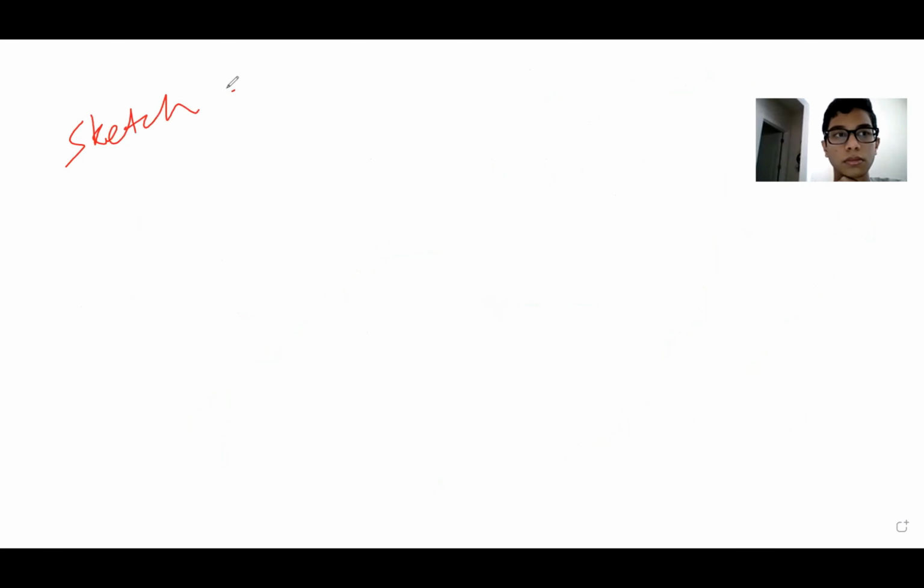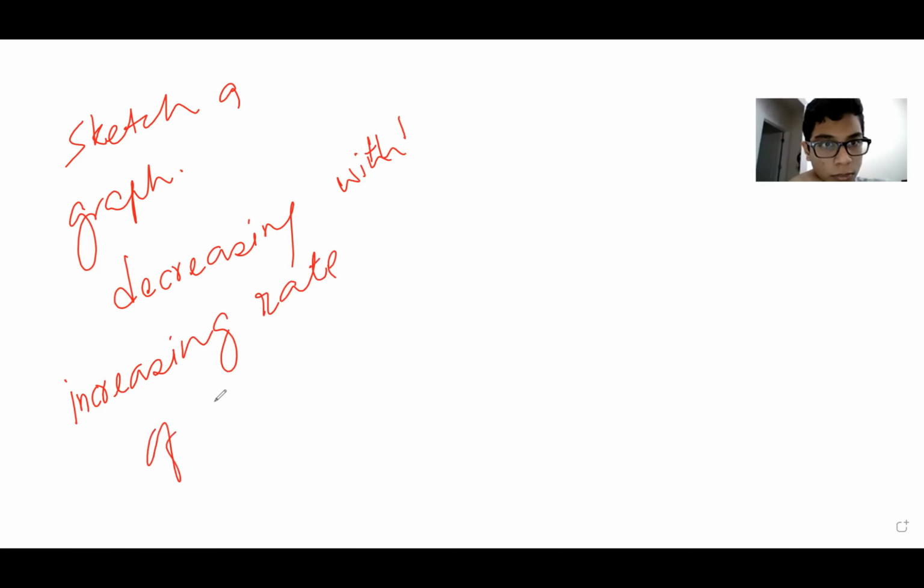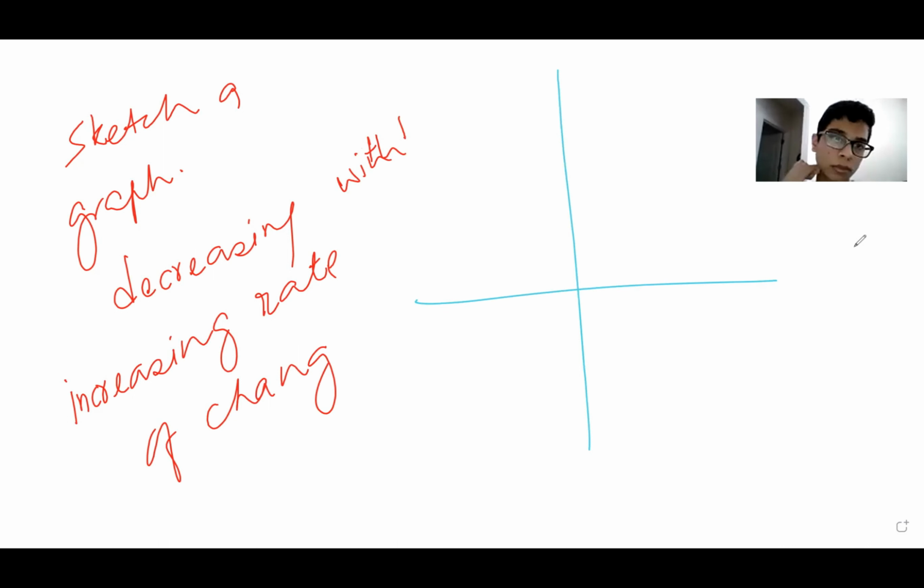Now, the question for you. You need to sketch a graph which is decreasing with increasing rate of change. How will you sketch this? Explain. I need you to sketch a graph which is actually decreasing, meaning coming down, but the rate of change is increasing.